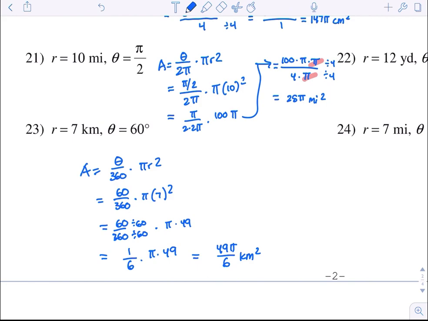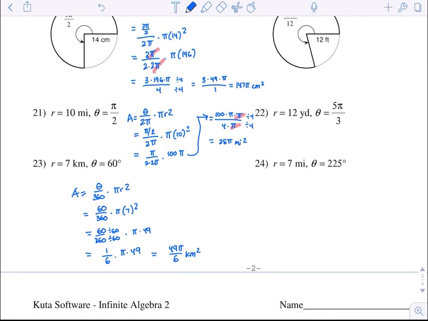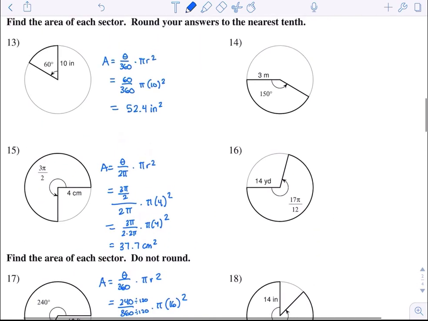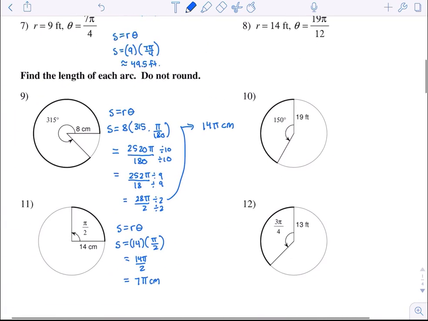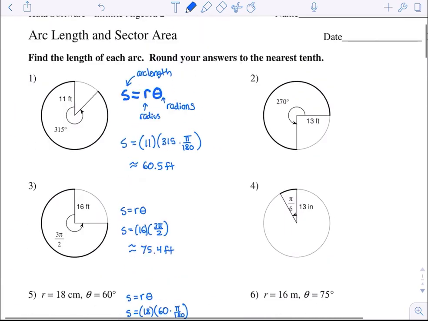So you guys are going to have to know how to simplify your fractions in order to make it so it's not rounded. But if it's not rounding, then you guys just do it and just plug it in a calculator. Okay?